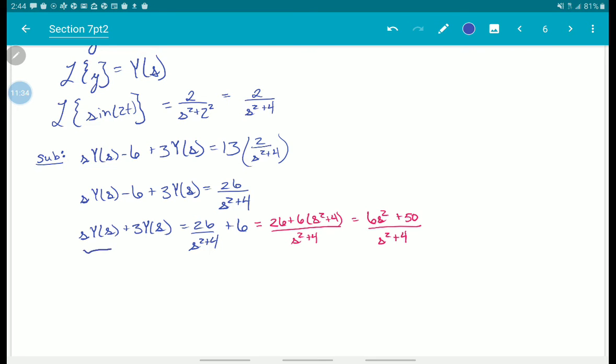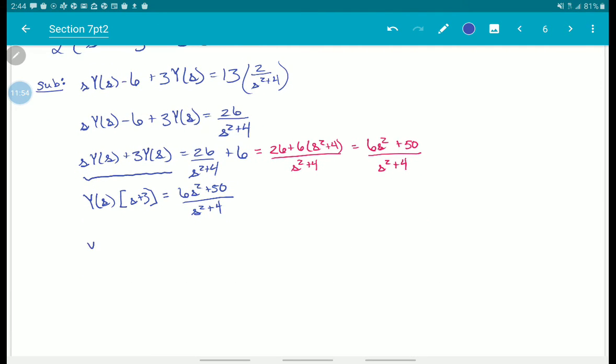Now let's go back to the left. Notice we could factor a y of s out here. And if we do, we're going to be left with s plus 3. And that's going to be equal to 6s squared plus 50 over s squared plus 4. So then now we have y of s. Solving for y of s, that's going to be your goal in all of these. And then once you do that, you're halfway there. So check that out. This was really easy for us to solve for y of s once we took this and we applied Laplace transformations.